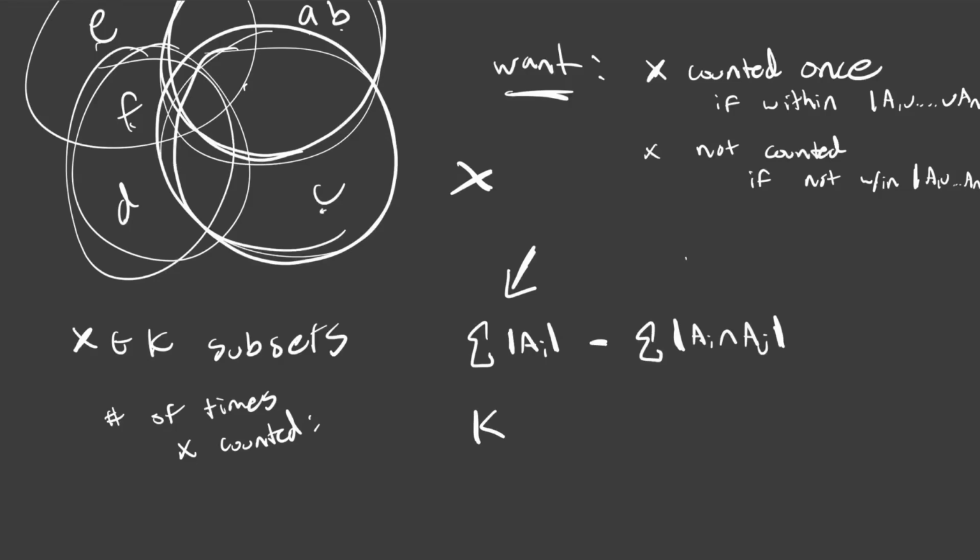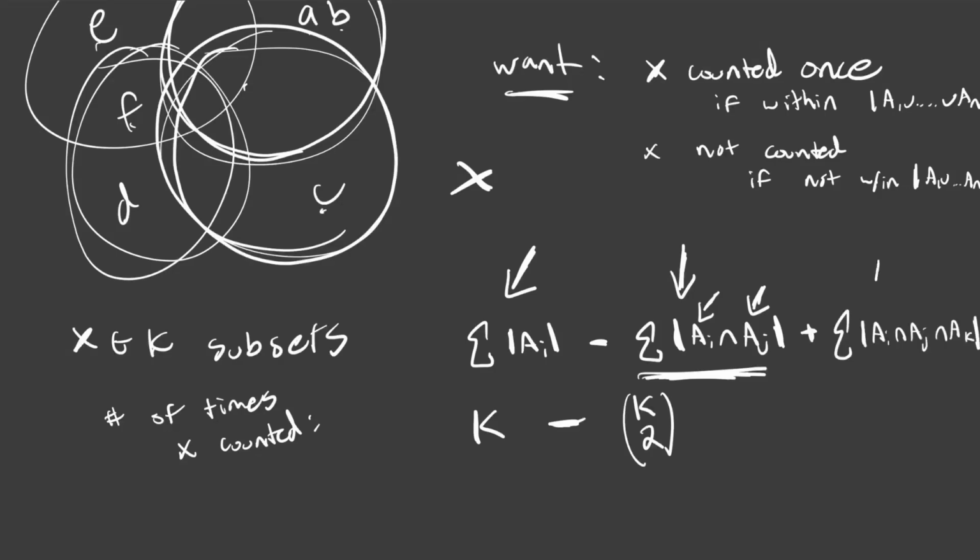Now the second part of our equation, where we subtract off the intersections, how many times is x going to be counted here? In order for x to be counted in this term, both of these subsets need to contain x. So for every single combination of subsets that contain x, x is going to be counted one time in this term. So how many combinations of two subsets are there that contain x? Well, x exists in k subsets, so there's going to be k choose two different combos.